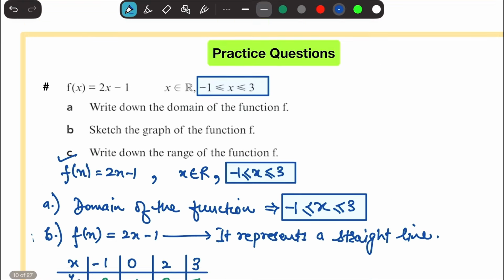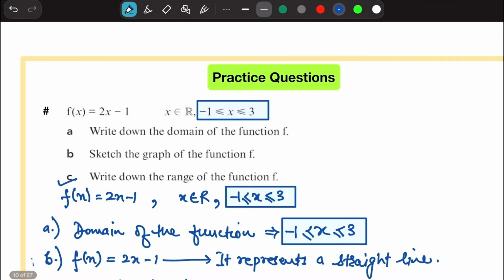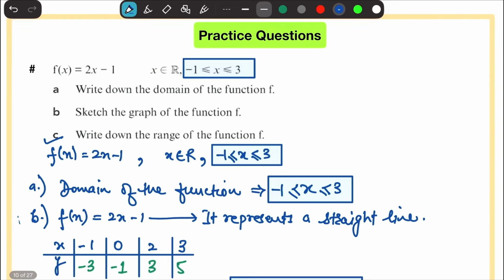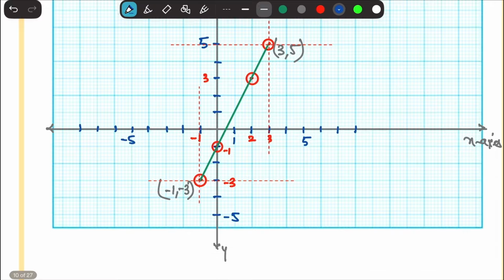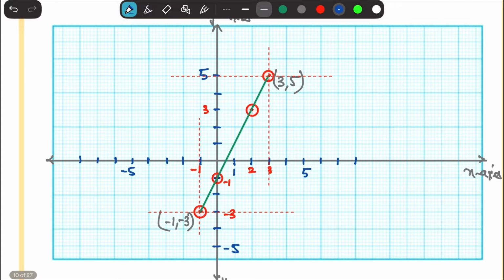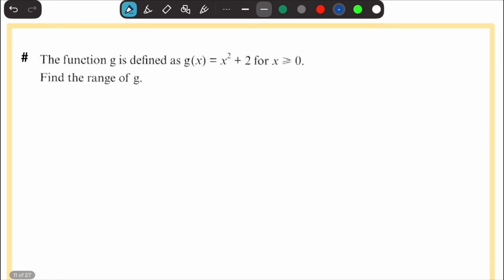Okay, so yes, we are done with this first question of this video. Please pause the video and note down the solution of it. Okay, so let's move on to next question. Yes, so this is your question number 2.